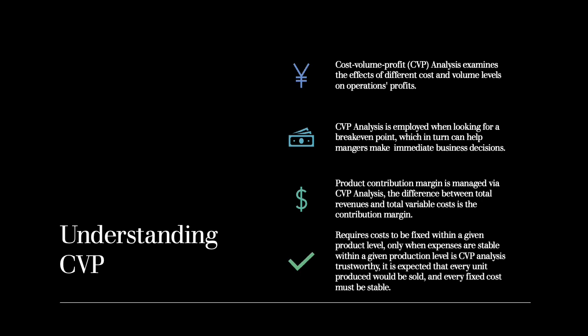Product contribution margin is managed via CVP analysis and is the difference between total revenues and total variable costs. CVP analysis requires costs to be fixed within a given product level, which means they are not moving throughout the fiscal year. It is also assumed that every unit produced will be sold. These are the assumptions for CVP to be effective.